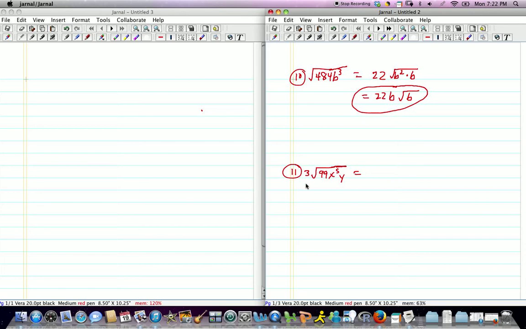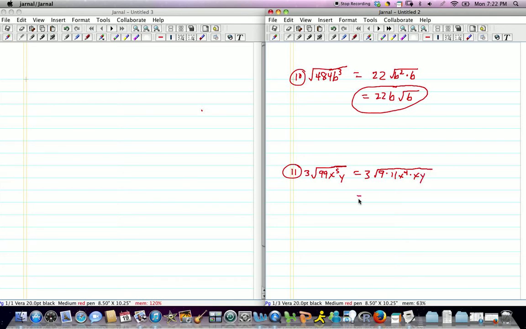So if you look at number 11, it's similar. We have the 3 already on the outside. We're not going to touch that. But we're going to break down the inside. 99 is not a perfect square, but 9 is. So we can say 9 times 11 is equal to 99. X to the 5th is not a perfect square, but x to the 4th is. So we can say x to the 4th times x. And then y can't be broken down because it's just y to the 1st.